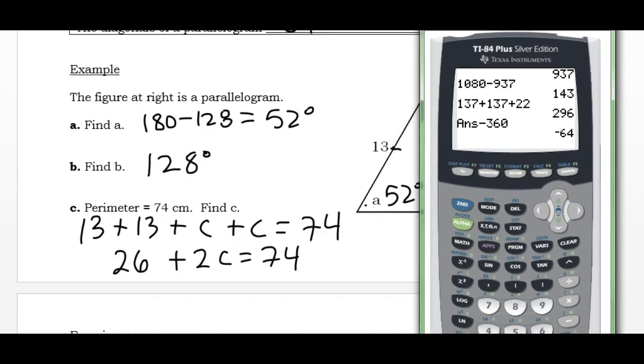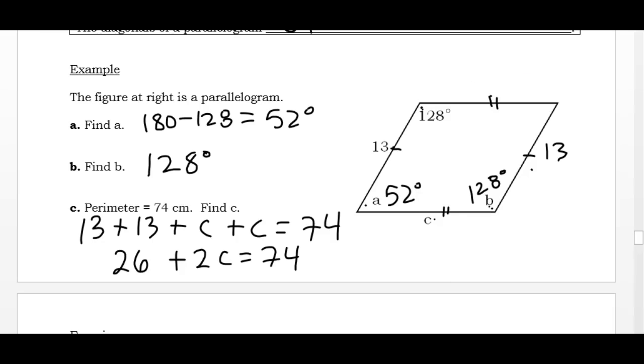So I have 74 minus my 13s, or minus 26. And then the 2 c's that I have left over, I'm going to divide that by 2. My 2 remaining sides would be 24 each.